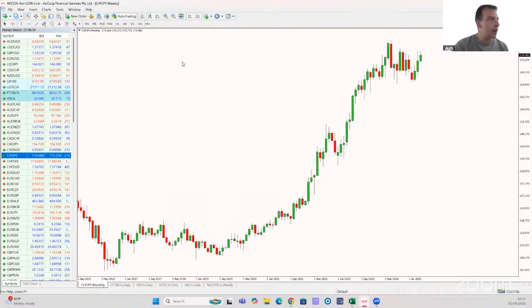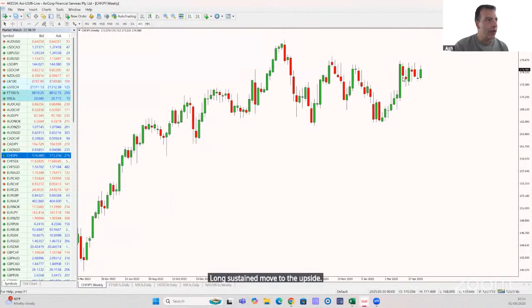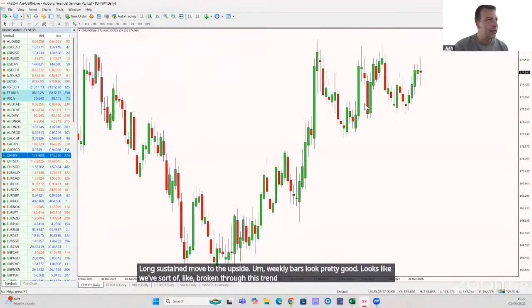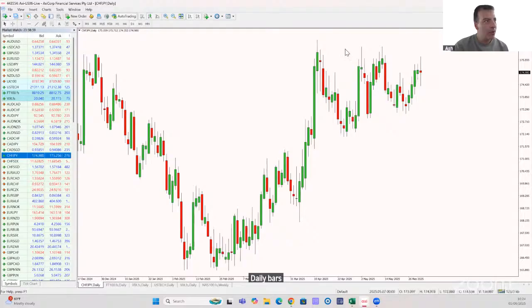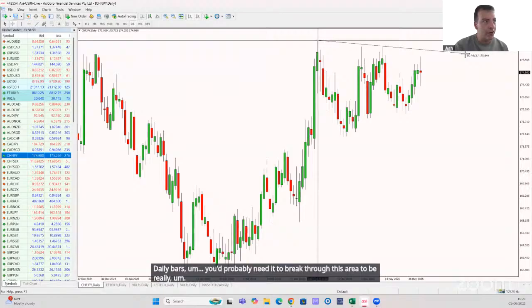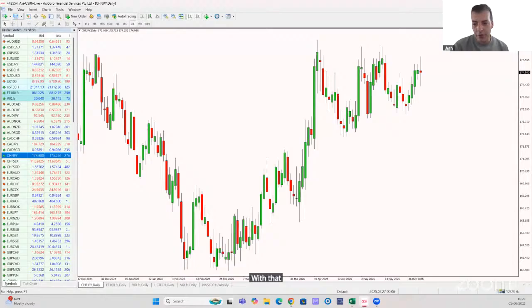Long sustained move to the upside. Weekly bars look pretty good. Looks like we've sort of broken through this trend line here. Daily bars, you'd probably need it to break through this area to be really confident with that. So that's what the technical picture suggests.